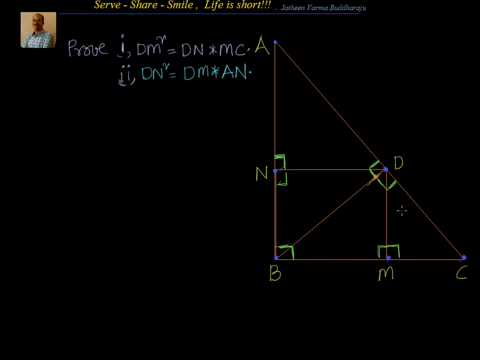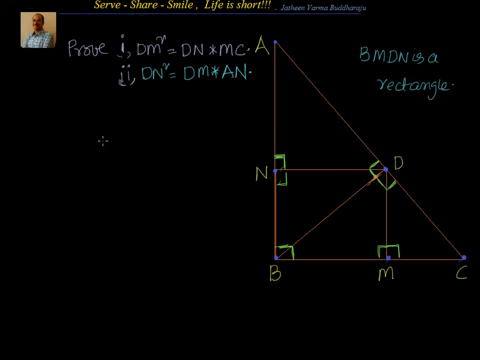So we have just kept whatever the information given to us, and we see that BMDN is a rectangle. Now we have to prove a couple of points here. One, we have to say DM square equal to DN into MC, another is DN square equal to DM into AN.